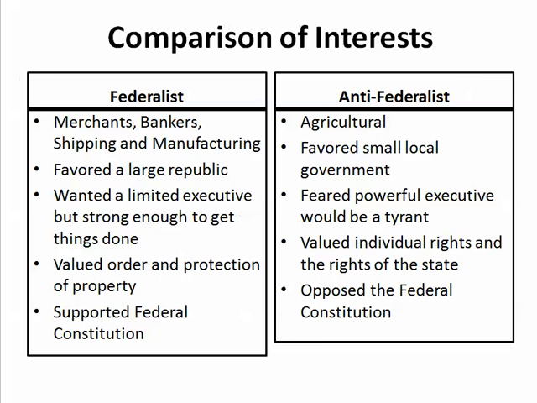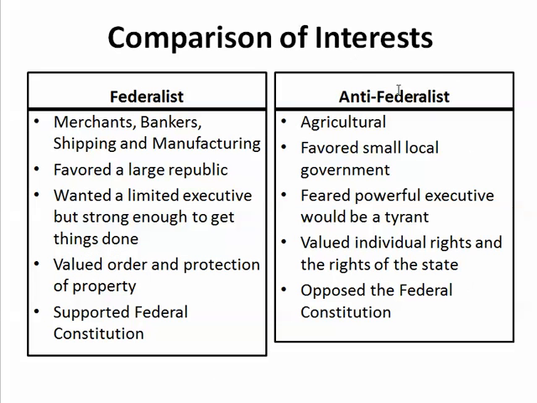So who were they? The Federalists were merchants, bankers, shipping, and manufacturing interests. They're going to support this new federal constitution. They're going to want it ratified, and they're going to favor a large republic, and they want an executive that is limited but not too strong and not too weak either. And they're going to value order and protection of property over anything else.